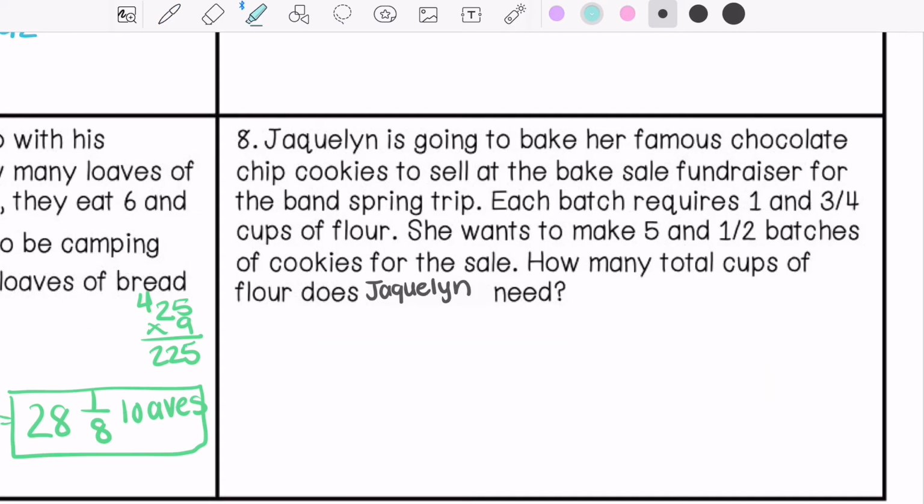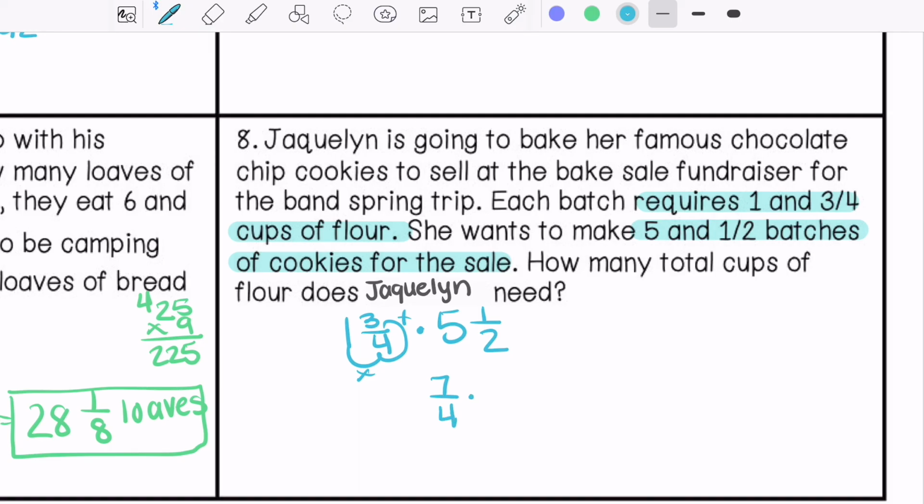All right, Jacqueline is going to bake her famous chocolate chip cookies to sell at the bake sale fundraiser for the band's spring trip. Each batch requires 1 3/4 cups of flour, and she wants to make 5.5 batches of cookies for the sale. How many total cups of flour does Jacqueline need? So the recipe requires 1 3/4. She wants to make 5.5 batches. So we have 7/4 times 11/2.